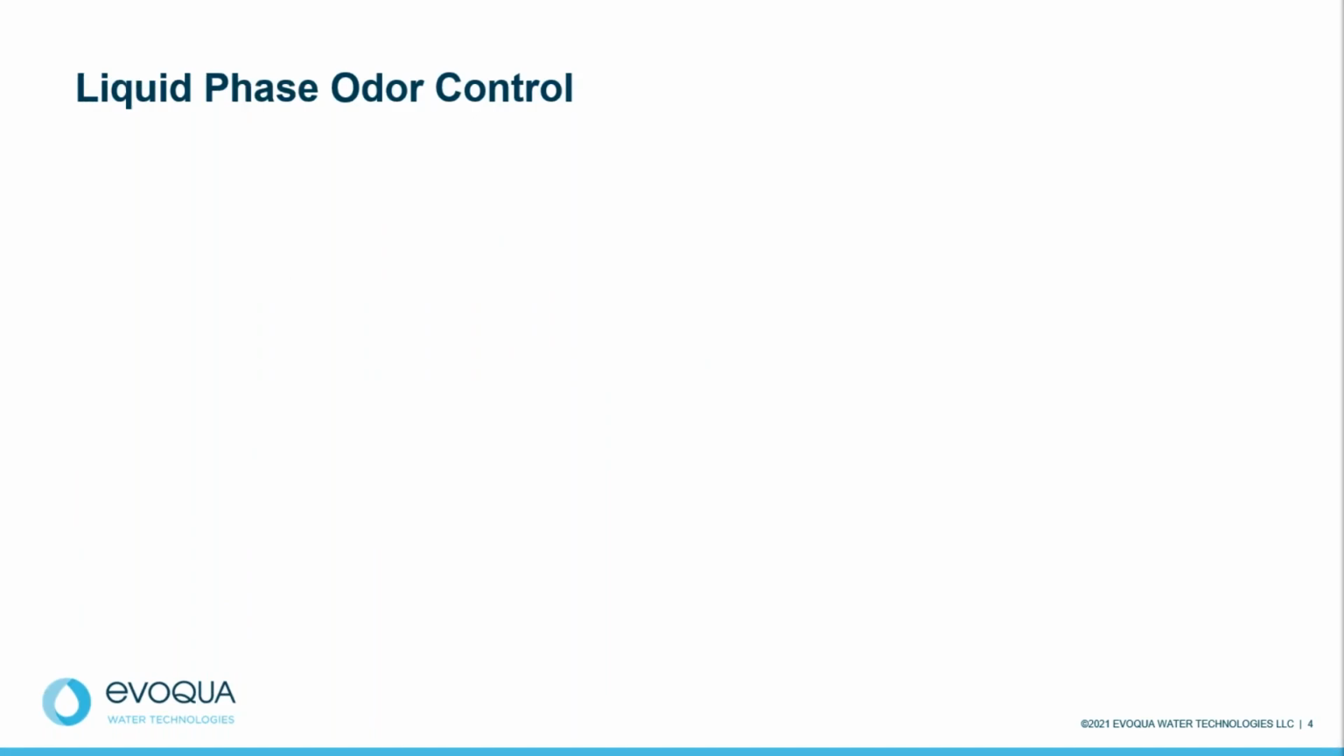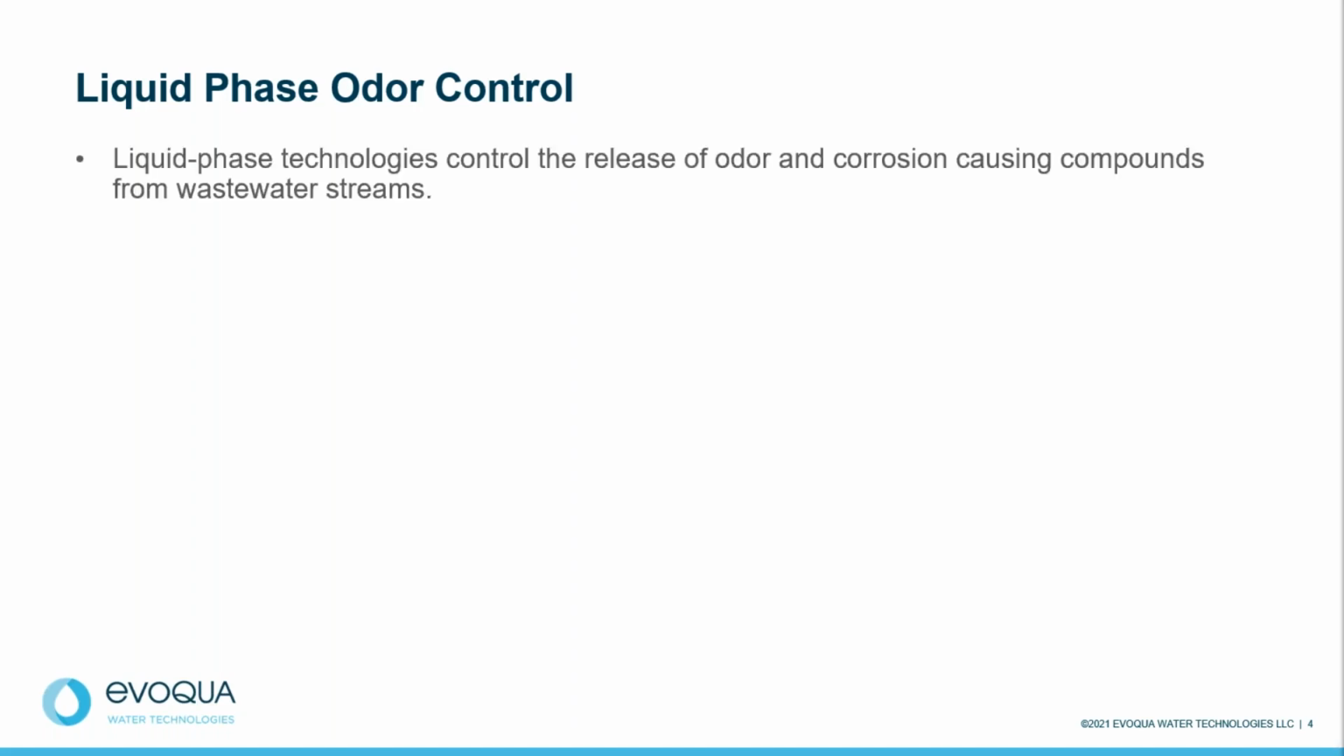Moving on to liquid phase odor control. When it comes to the treatment of hydrogen sulfide, we have two major ways of treatment in order to obtain complete odor and corrosion control of wastewater systems, namely liquid phase and vapor phase. In liquid phase, we will be dosing solutions directly into the wastewater either to inhibit the formation of hydrogen sulfide or to retain the hydrogen sulfide in dissolved form.